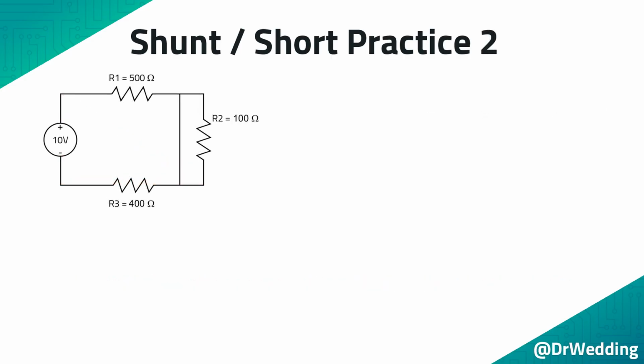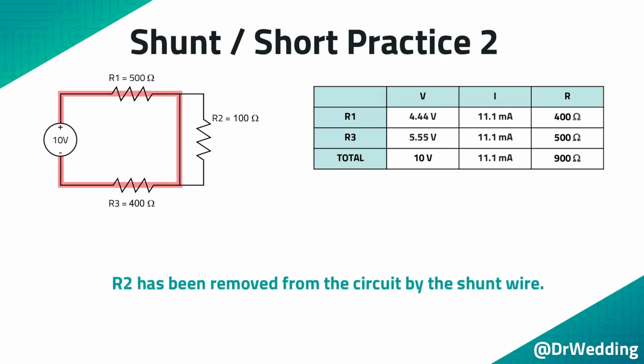Here is the same circuit and the shunt has been moved again. You may wish to pause the video and see if you can solve the circuit. When you restart the video, the path the current takes will be highlighted and the table will be filled in. The shunt has bypassed R2. Only R1 and R3 are in this circuit. The current path has been highlighted. The bypassed resistor has been removed from the table and the remaining information has been filled in.